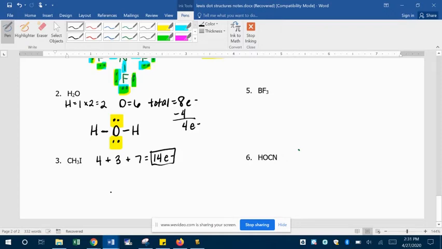Carbon's written first, so I'm going to put it in the center and surround it by 3 hydrogens. Then if I look, I can't put an iodine on any of my hydrogens because hydrogen only likes to form the one bond. So my iodine must go on that other side of carbon. In drawing my bare bones structure, I drew 4 bonds, which then used 8 electrons. So I have 6 electrons left.